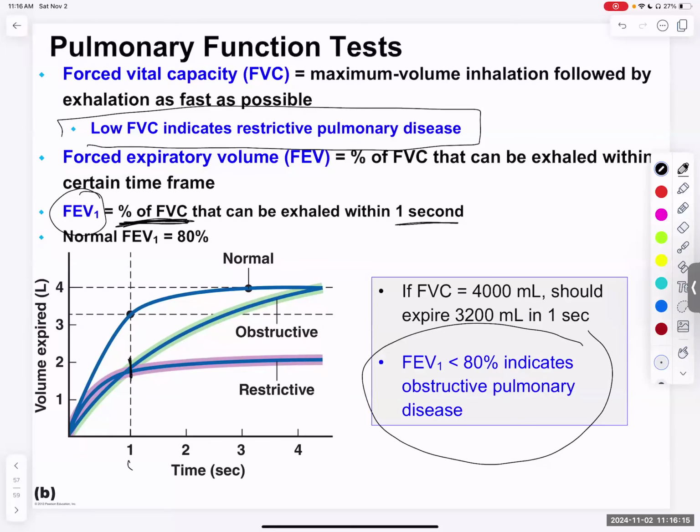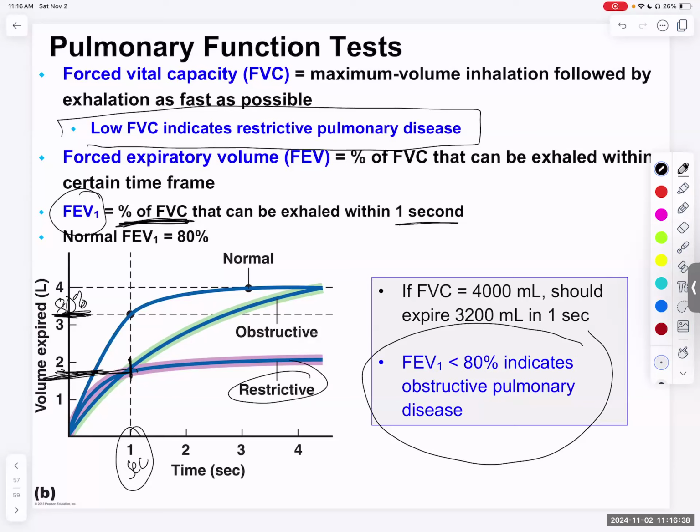So we're looking at 1 second. How much air can you expire in 1 second? A normal person is going to have 80% expired in 1 second. If there's obstructive or restrictive, it's much lower, right? So we're looking at 40%.